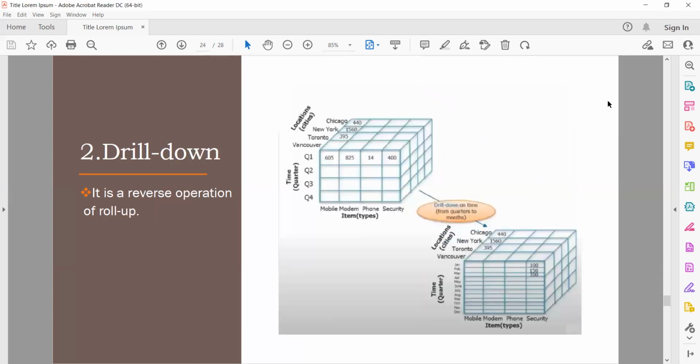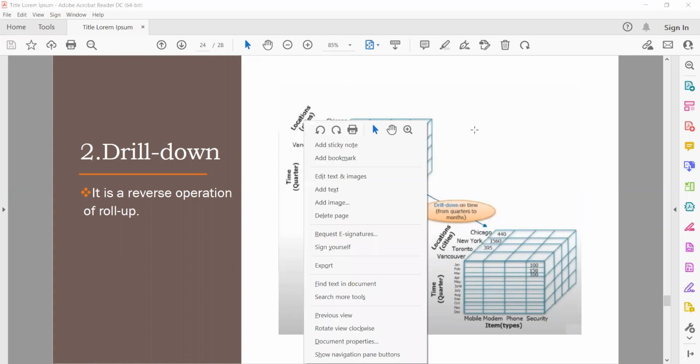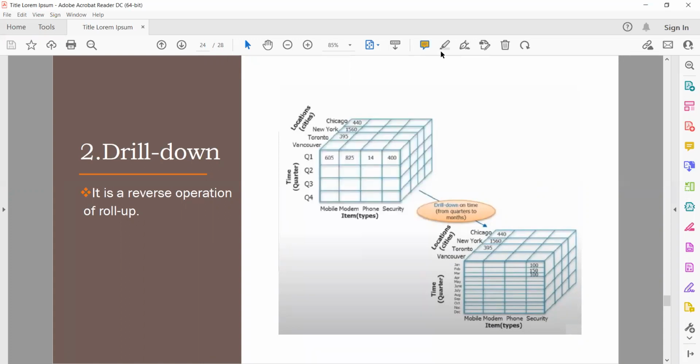The second operation is drill down. Drill down is vice versa of roll up. In roll up, we reduce the dimension, but in drill down, we increase the dimension. How can you increase the dimension? If you consider the time, we can divide into 12 months. So we are increasing the dimension from quarters to months, from 4 to 12. Am I correct? Here, we are considering each quarter. Am I correct? Do you have any doubts? This is called drill down.